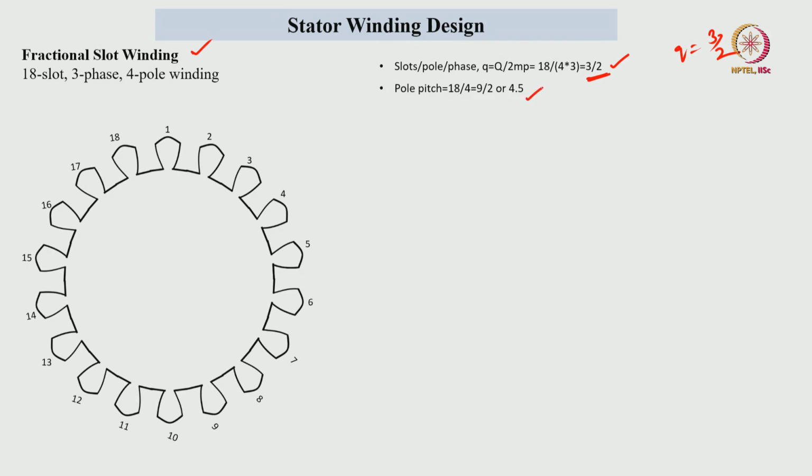Next, pole pitch is equal to 18 by 4, 18 slots divided by 4 poles, which gives 4.5, that is 9 by 2, also a fraction, and we have to distribute 4.5 slots under each and every pole. We can see here a different color representation. This is pole 1, pole 2, pole 3 and pole 4. Under each pole 4.5 slots are accommodated.